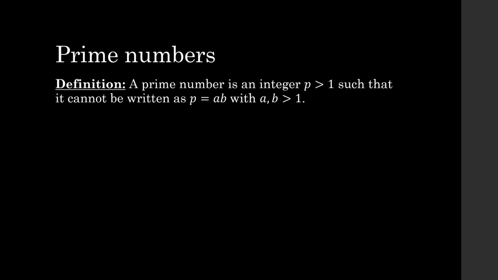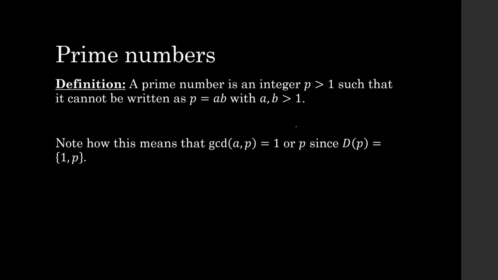So now we can talk about prime numbers. Let's define a prime number first. A prime number is an integer p, which is bigger than 1, such that it cannot be written as p equals a times b, with a and b bigger than 1. What that means is that the only divisors of p are 1 and p itself. If I take, for example, the number 6, that's not a prime number because 6 is equal to 2 times 3, and 2 and 3 are bigger than 1. But if I take the integer 5, well, 5 can't be written as a multiplication of 1, 2, 3, or 4, except, of course, 1 times 5. So 5 is a prime number.